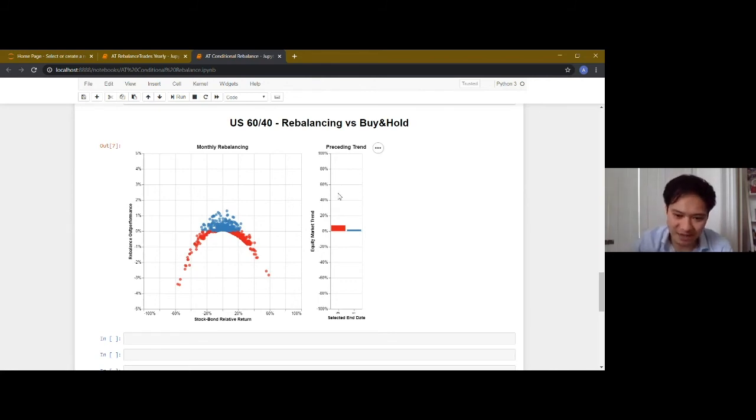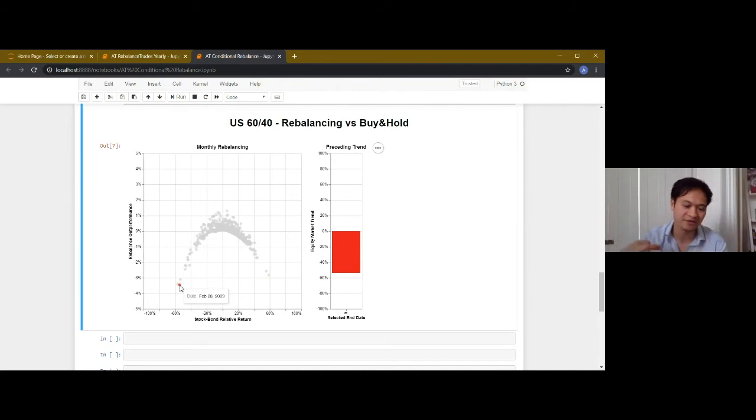The right-hand side of this chart is the preceding trend during these different periods. And if I highlight a couple on this chart, for example, this is end of February 2009, the 12 months ending Feb 2009. You can see that the preceding trend between stocks and bonds just before the rebalance date was extremely negative. Stocks were already underperforming bonds before we had to do this rebalance.